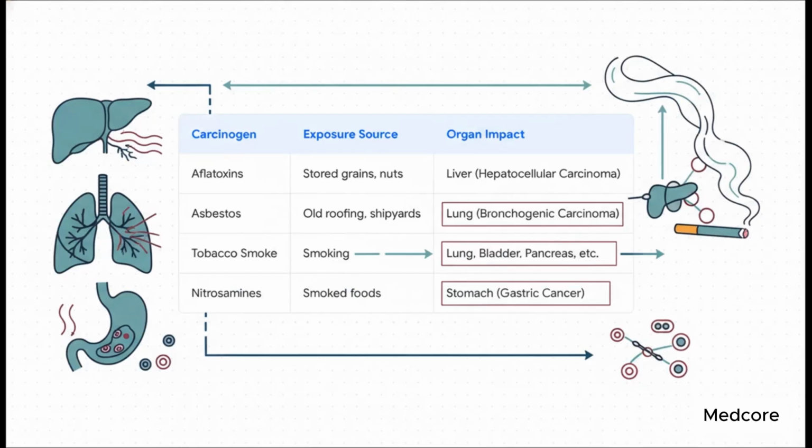This table right here, this is pure gold for your exams. These are some of the heavy hitters you absolutely have to know. And notice how specific they are. Aflatoxins from moldy grains, think liver cancer. Asbestos from old construction, bronchogenic carcinoma. And tobacco smoke, well, that one's a bad actor everywhere, hitting the lungs, bladder, pancreas, you name it.